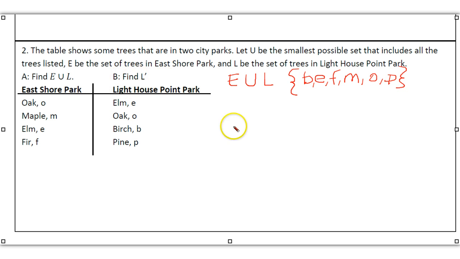Now, for letter B, they want us to find what would L complement be. Well, we'd have to take out, and again, whatever technique you want to use, take out the E, take out the O, take out the B, and take out the P. So L complement then would be what's left. That is F, M. And that would wind up this session. It ran a little long.